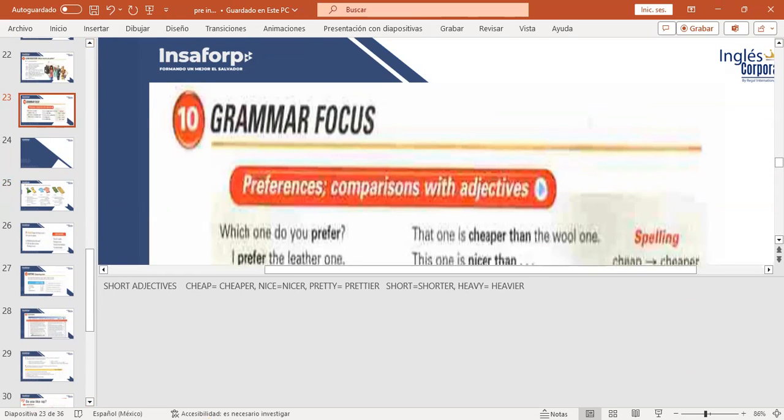When we have a long adjective like convenient, and we want to say something about this one, we're going to say more or less convenient. The adjective doesn't change. We can use two words to make it comparative. We can use more or we can use less. More is like a positive meaning, and less is a negative meaning.